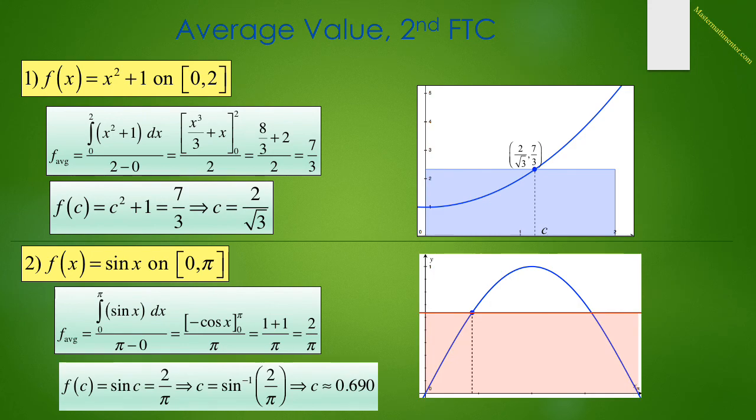The value of c guaranteed by the mean value theorem for integrals sets f of c, which is sine c, equal to 2 over pi, and c is equal to the inverse sine of 2 over pi, which is approximately equal to 0.690. We can see the results on the graph. Technically, there are two values of c that will give sine of c equals 2 over pi, but we want the one closest to the y-axis. That is what the calculator gives.